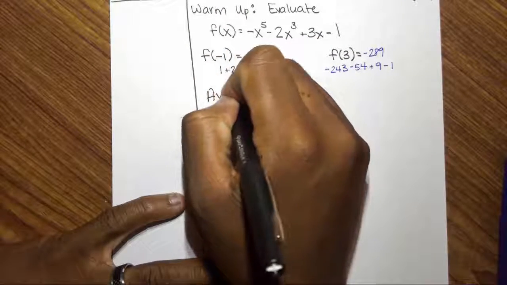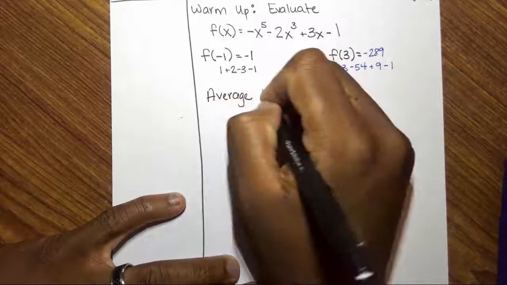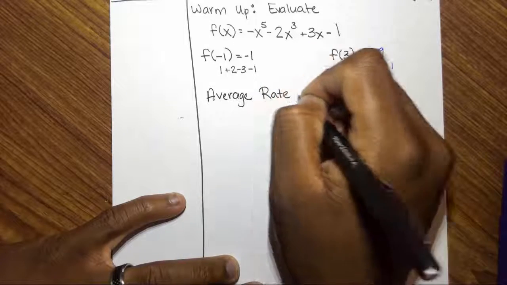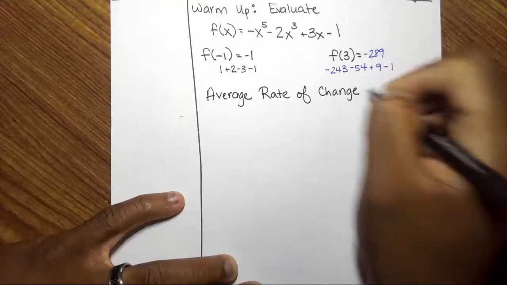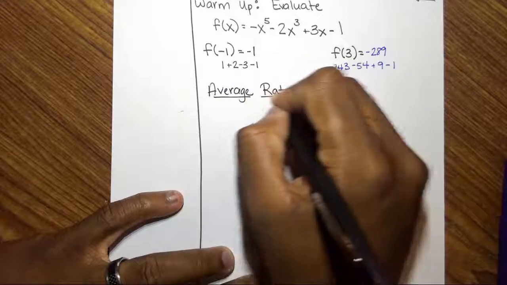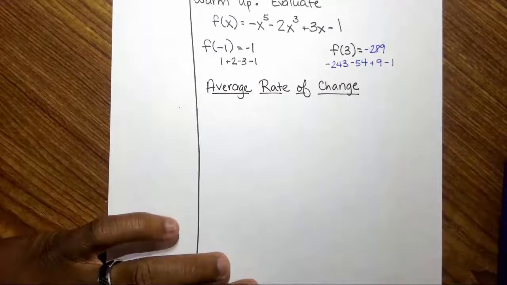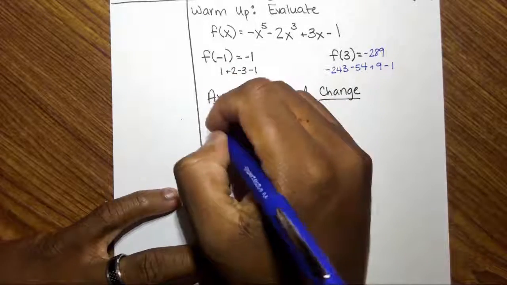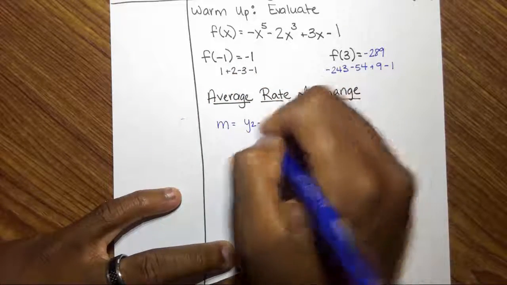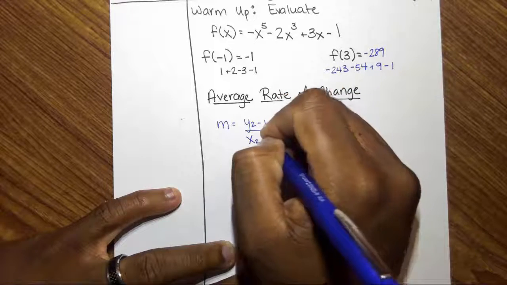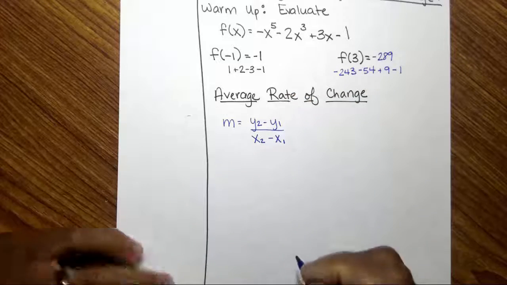What else do we call the average rate of change? Slope. Thank you so much. Average rate of change is just the slope. How do you find the slope again? Thank you. So m is equal to y2 minus y1 over x2 minus x1, right?